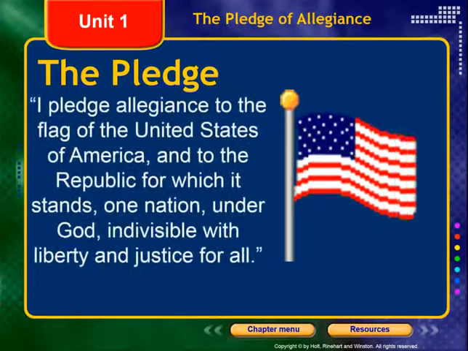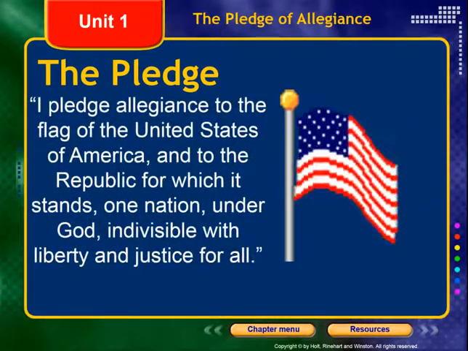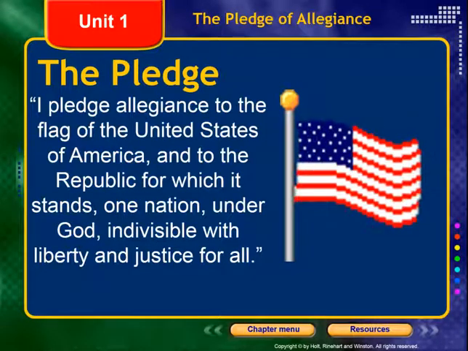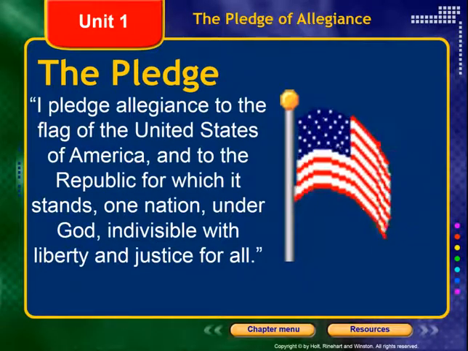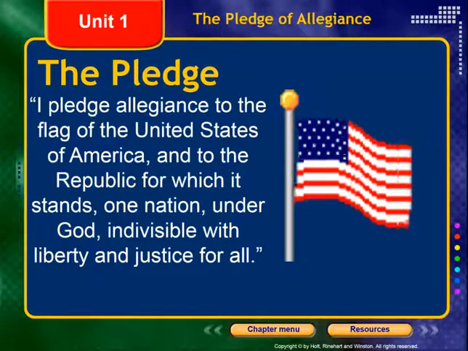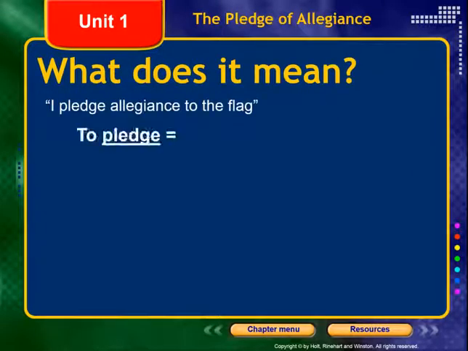So we all know the pledge by heart by now. I pledge allegiance to the flag of the United States of America and to the republic for which it stands, one nation, under God, indivisible, with liberty and justice for all. But what does it mean?